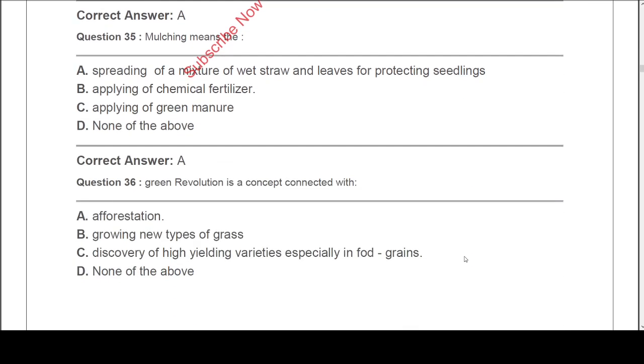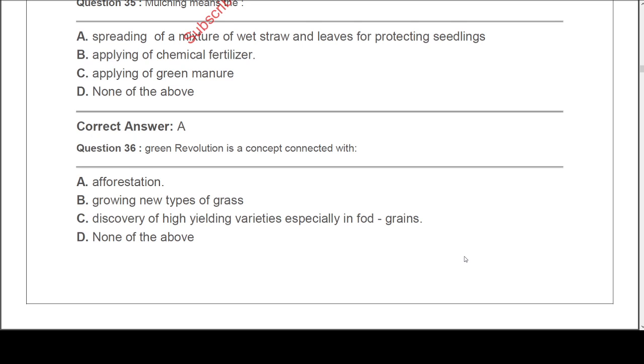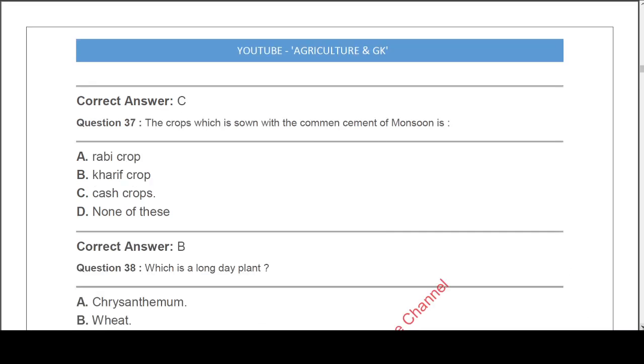Mulching means spreading of a mixture of wet straw and leaves for protecting the seedling. It is option A. Green revolution is a concept connected with option C, discovery of high yielding varieties, especially in food grains. The crops which are sown with the commencement of monsoon are called kharif crops. This is also a very important question.